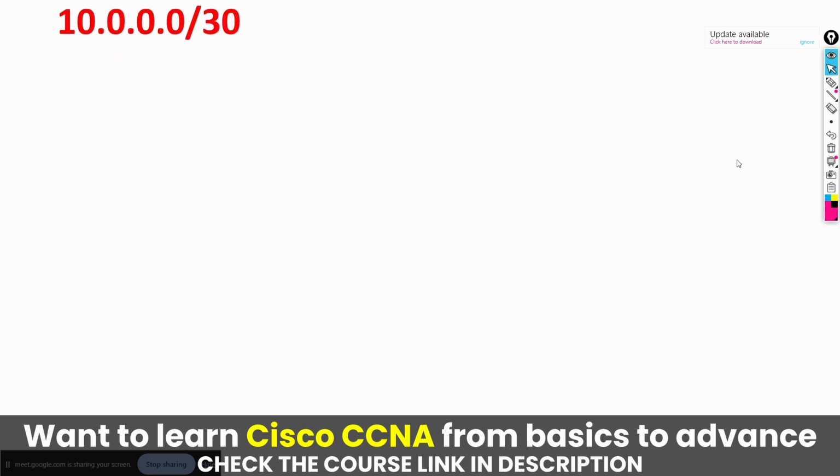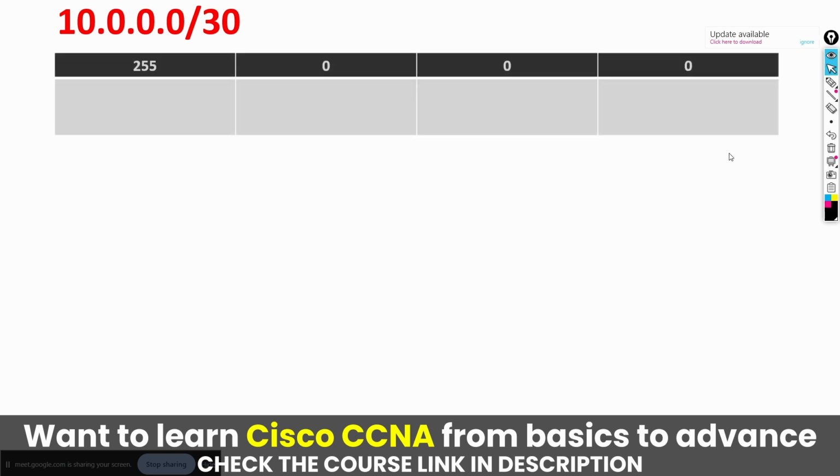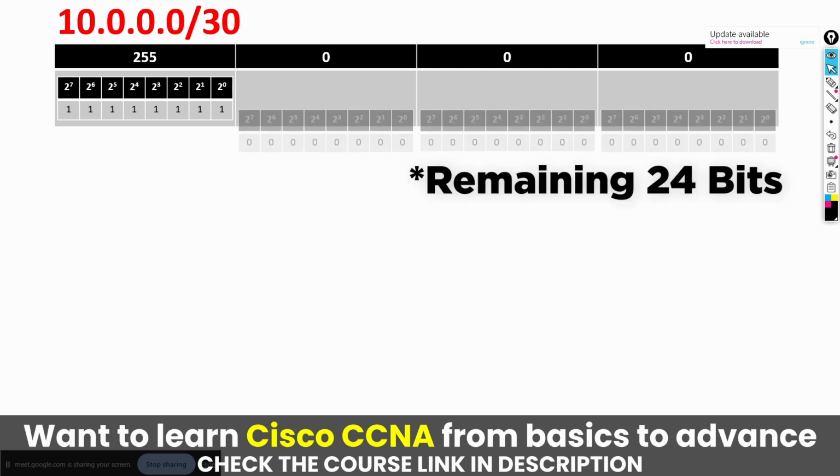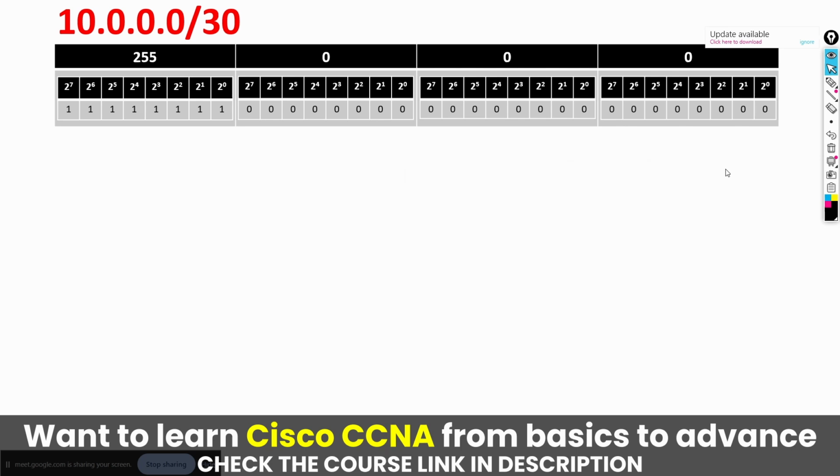So here you can see, which class does this IP address belong to? Class A, because the first digit is 10. It falls under 1 to 126, right? Now tell me, what is the default subnet mask of a class A IP address? 255.0.0.0. Good. Why? Because the first 8 bits are reserved for the network and the remaining bits are reserved for the host.